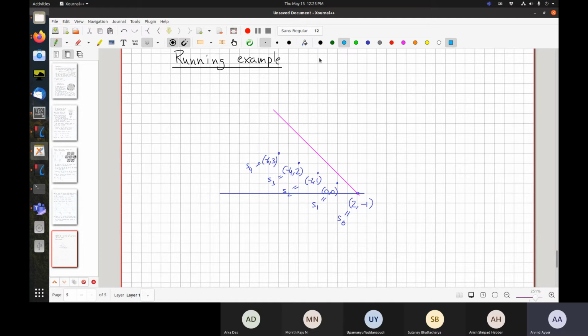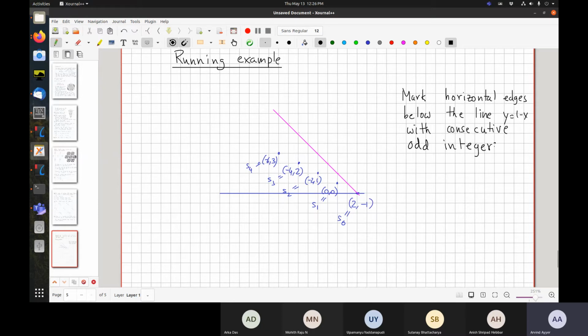Let me explain. We will mark horizontal edges below the line y equals 1 minus x, which is this line, with consecutive odd integers. So this will be 1, 3, 5, 7, then 1, 3, 5, then 1, 3, 5, then 1, 3, then 1.